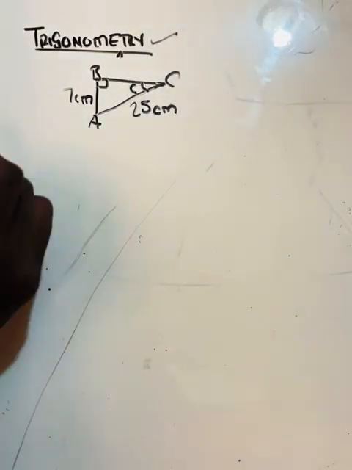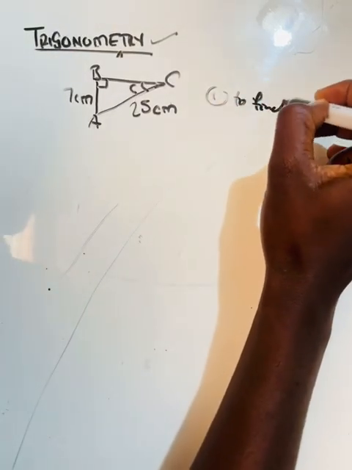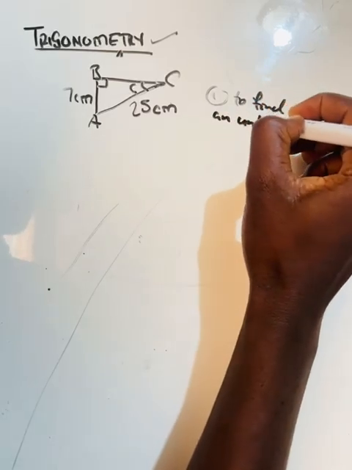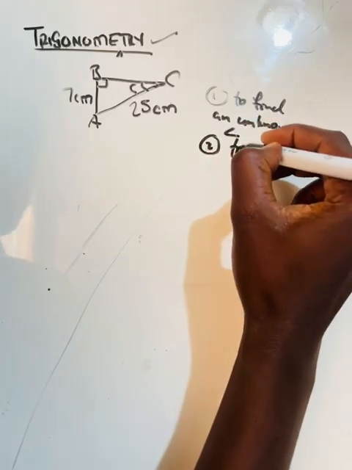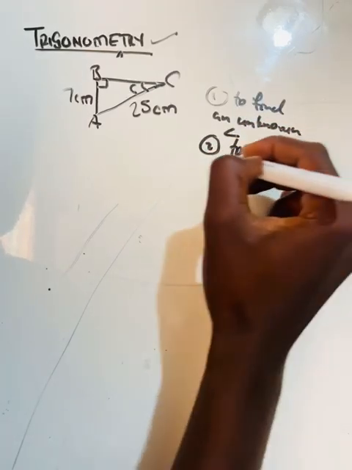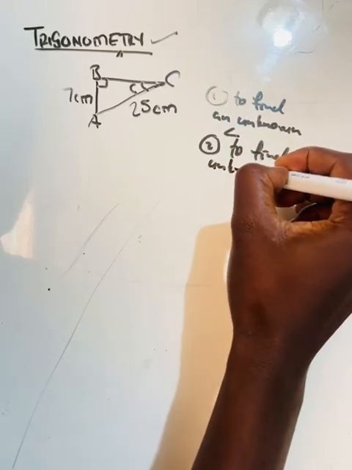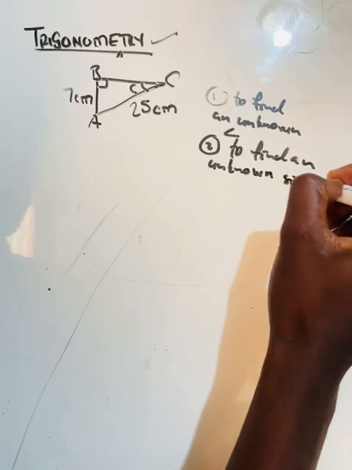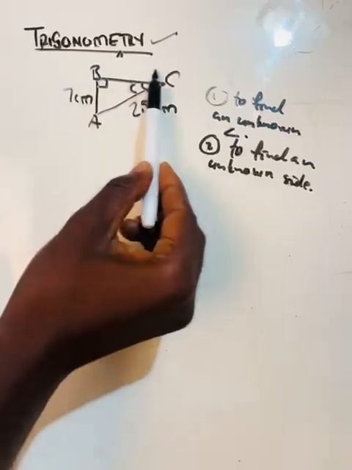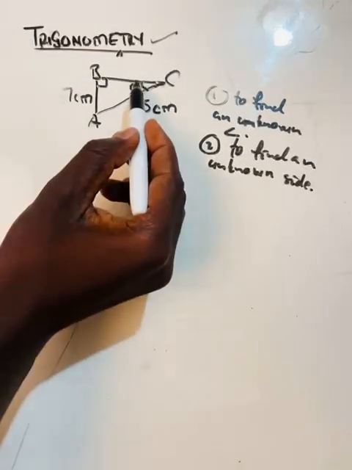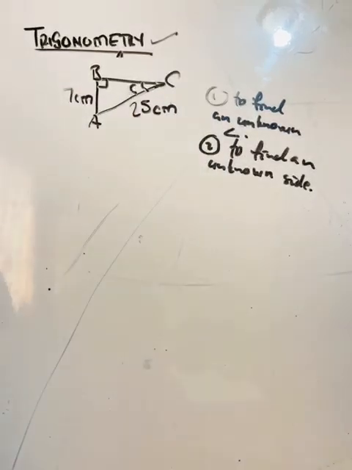Before we forget, we said that we use trig ratios for what? Number 1, to find an unknown angle. Number 2, to find an unknown side. In this instance, we've been provided with 2 sides, and they are not saying that we must find the third side. As a matter of fact, they're saying that we must find this angle C. We must know how large or small that angle C is.